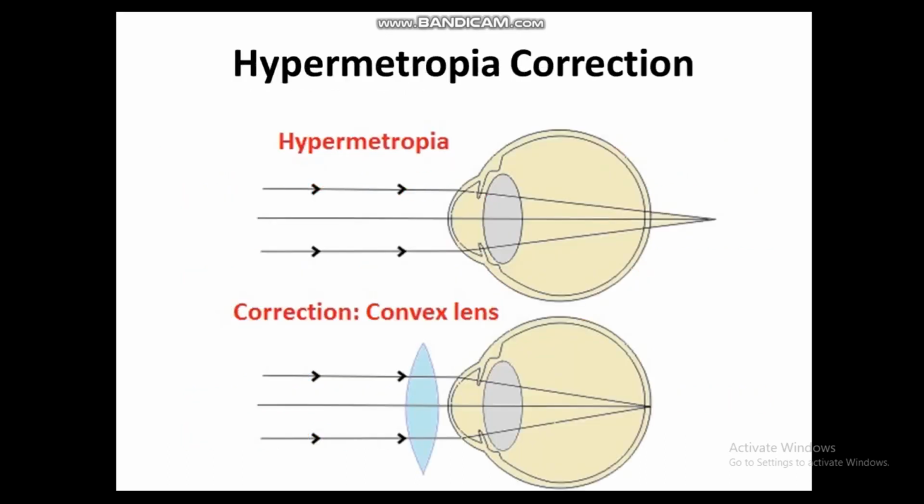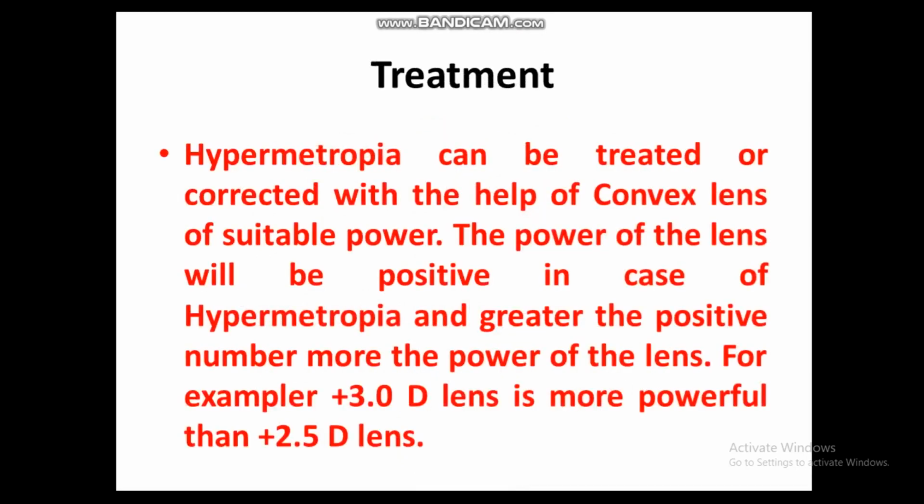So hypermetropia can be corrected with the help of a convex lens. Similarly to myopia, here a convex lens will be placed in front of the eye, and the images will be corrected and formed on the retina. So hypermetropia can be treated or corrected with the help of a convex lens of suitable power.